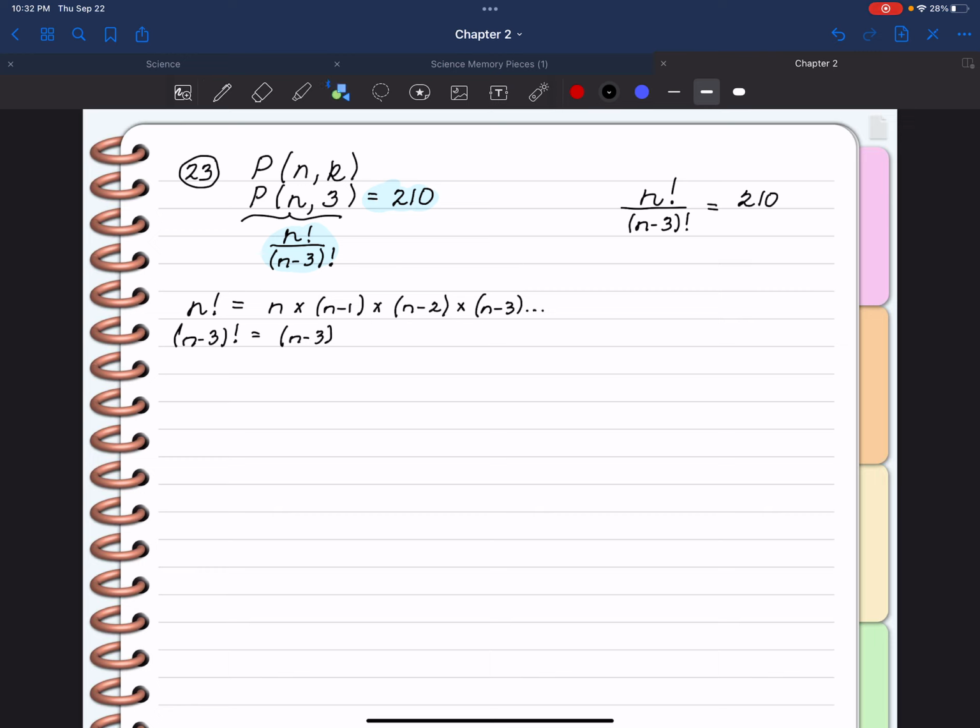And here's the reason. If you draw a nice long fraction bar there, n factorial means n times n minus 1 times n minus 2 times, here's the one I'm waiting on, n minus 3, all over n minus 3 factorial, which is expanded to n minus 3. So the n minus 3's are going to cancel. All right. So I'm left with n times n minus 1 times n minus 2, and all of that equals 210.